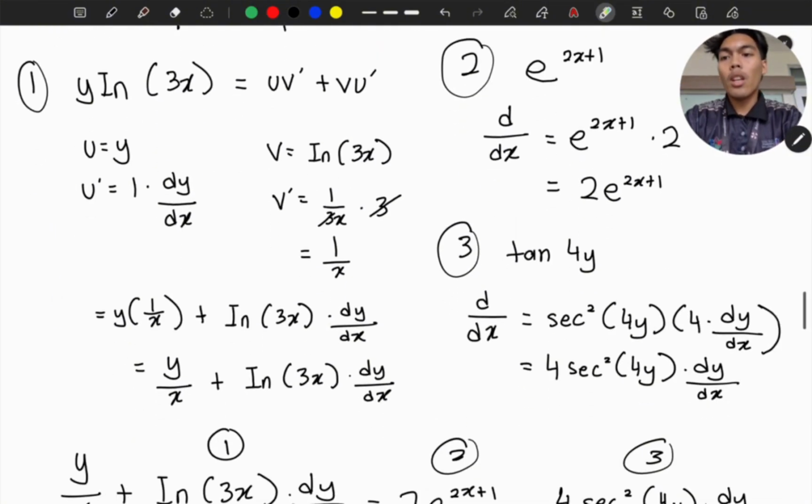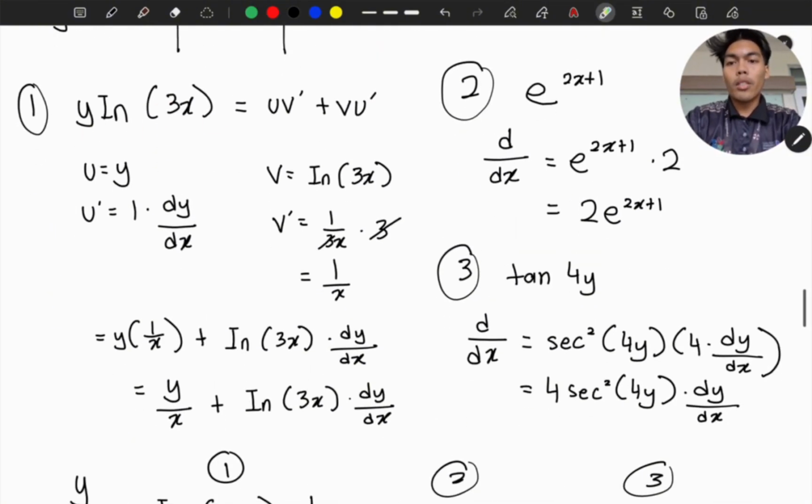Okay, so for the first term, y ln 3x, we need to use the product rule. So u is y, and if we differentiate it, we get 1 times dy over dx. So that's our u prime. For the v, we have ln 3x. For the ln, we need to do 1 divided by the 3x and then times the 3. So we will get 1 over x. So that's our v prime.